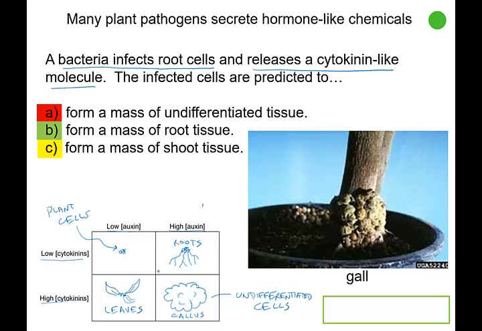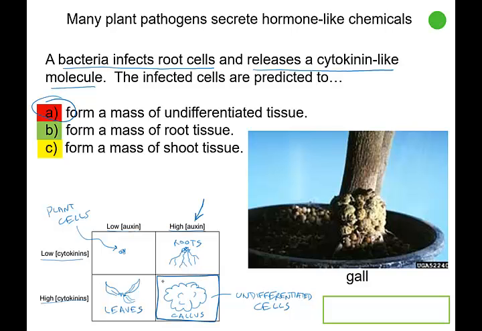So from our lecture about plant hormones, you might remember that there's this interaction between auxin, which is abundant in roots, and cytokinin. And so the answer is A, form a mass of undifferentiated tissue. Now, if you've got just high levels of auxin, then plant cells will develop into roots. If you have high levels of just cytokinin, then the cells will develop into leaves.